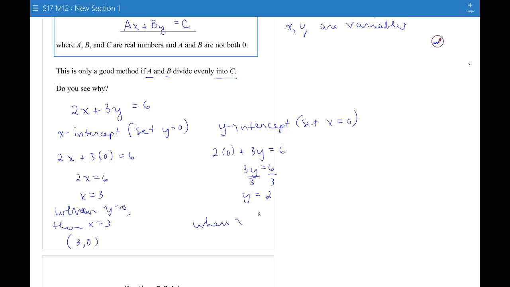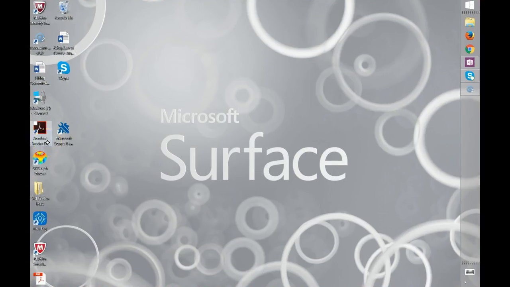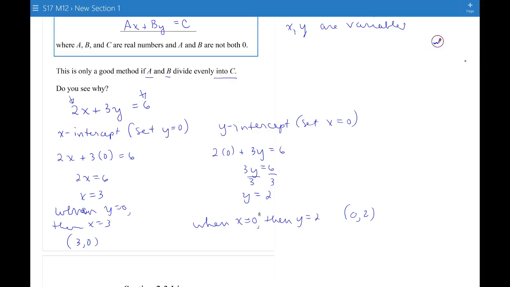So when x equals 0, then y equals 2. So (0, 2) is the y-intercept. Do you see why capital A, which was 2, needed to divide evenly into the 6? That happened in this one. And then the 3 divided evenly into the 6, that was important here.